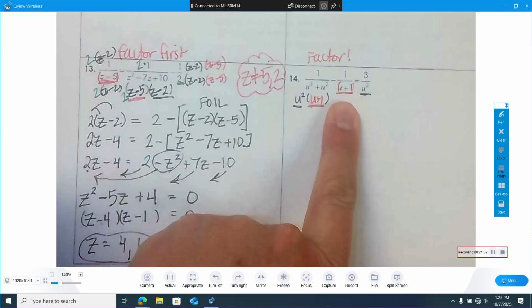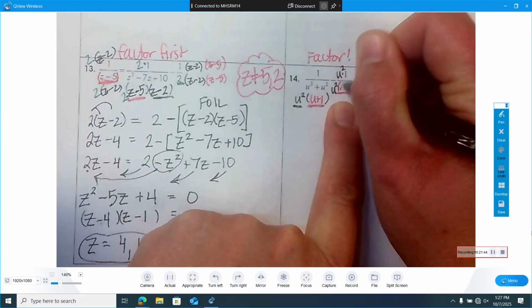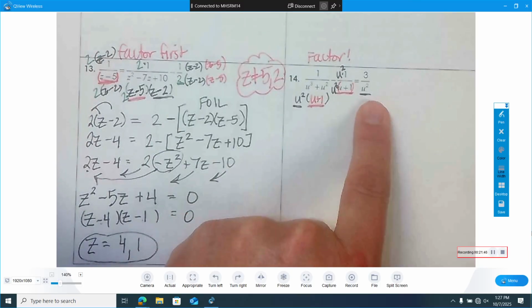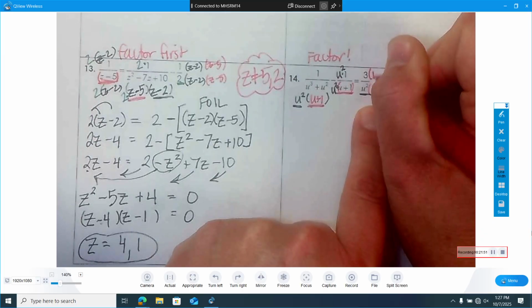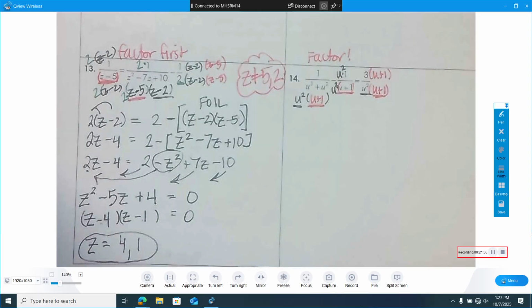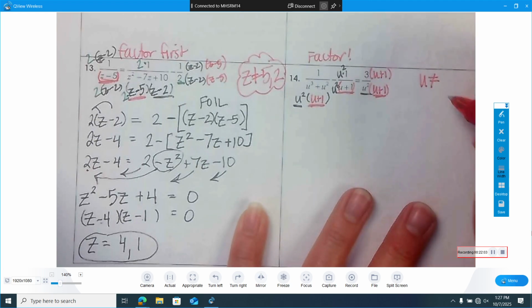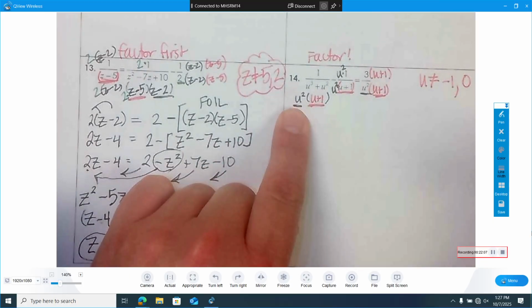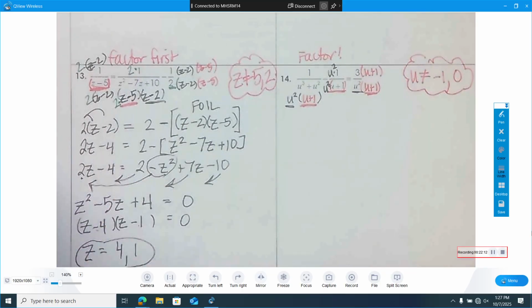What do I need to do here in the middle? U squared on top and bottom to make a match. And what do I need on my last fraction? A red u plus 1 on top and bottom. Fantastic. So now they each have a red factor and a black factor. Before I go any further, what is u not allowed to equal? Negative 1 and 0. Good, because 0 squared would make the whole thing 0. So those are the two right off the bat, not allowed to equal. Good, good, good.